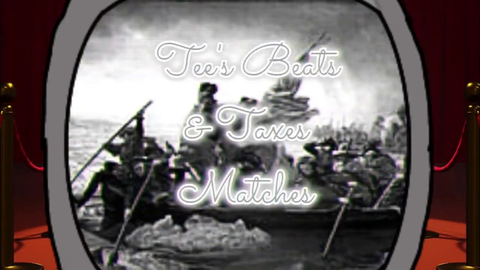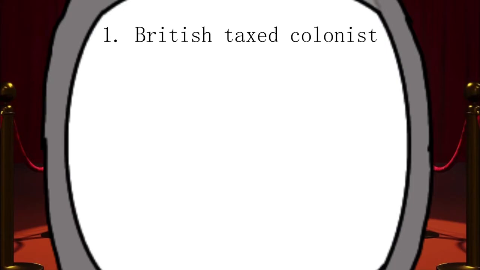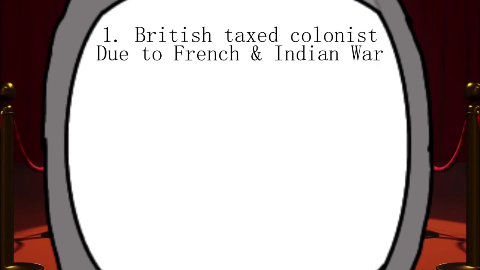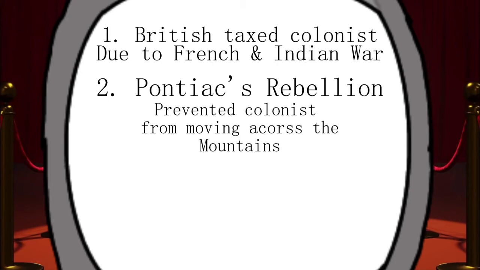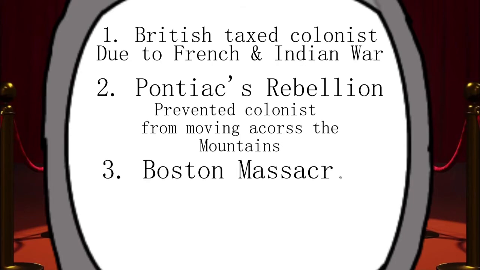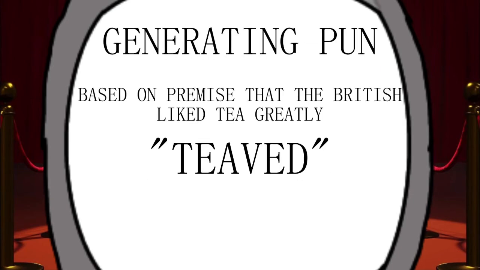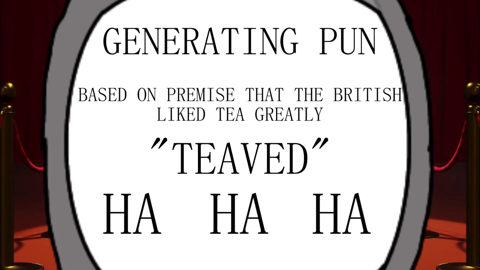Where is the exit? Haha, you thought you could mute Displayotron? Think not. To summarize for you humans with your low attention spans, British taxed colonists because of the French and Indian War. Pontiac's rebellion prevented colonists from moving past the Appalachian Mountains, and the Boston Massacre was another contributor that caused the revolution. Wow, I guess the colonists were really teed off. Ha, ha, ha, love.